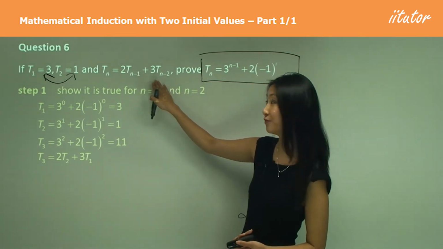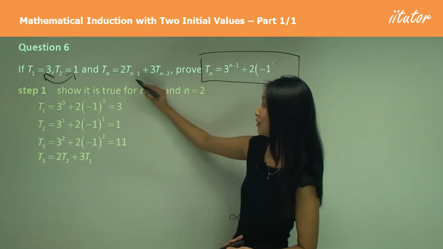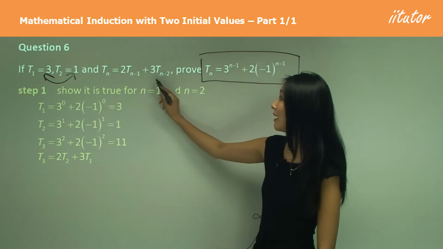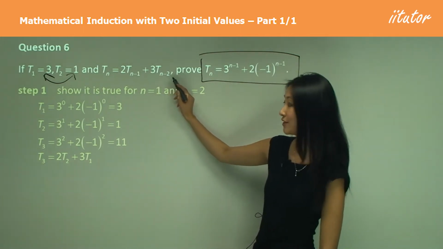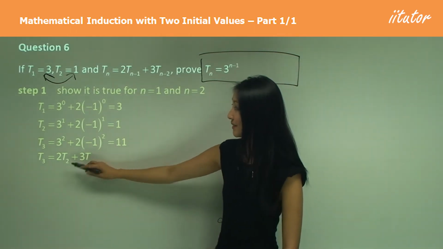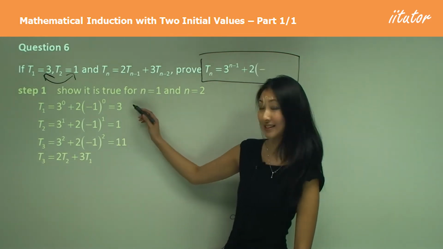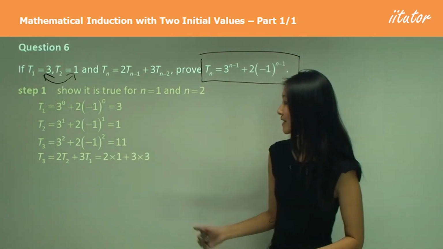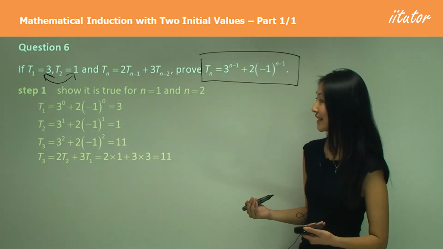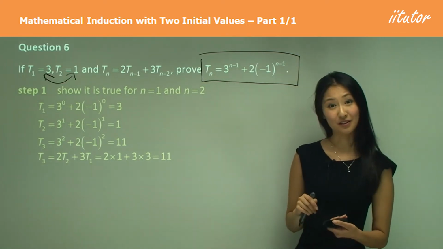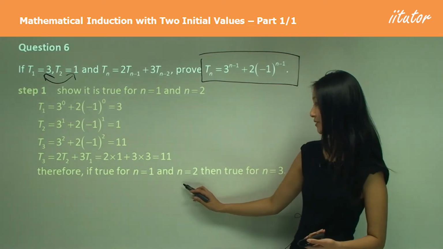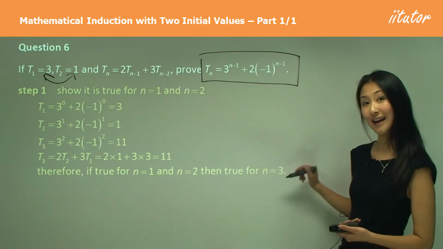So by using the general formula, we have T3 equals 2 times T3 minus 1, so that's why it equals T2, plus 3 times T3 minus 2, so that's why you have T1 here. And now we know what T2 is, which is just 1, and T1 is just 3, so we substitute that in. So we have 9 plus 2, which equals 11. So therefore we can say it is also true for n equals 3. So therefore, if true for n equals 1 and n equals 2, then it is true for n equals 3.